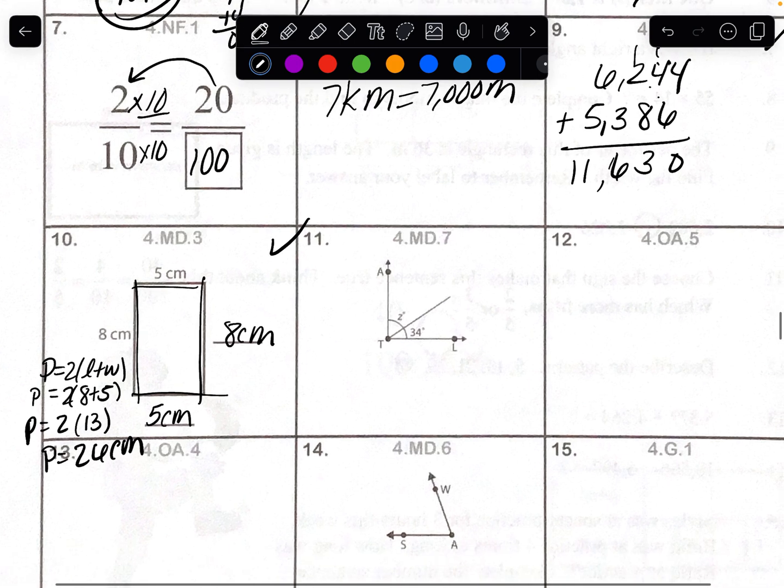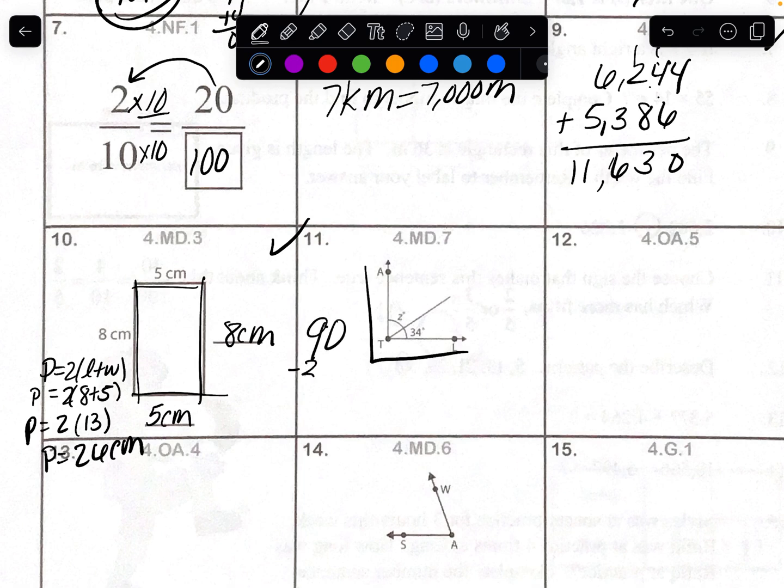All right, number 11, we are looking at missing Z. So this is a 90-degree angle. We know 34. So we have to get rid of that to figure out what Z is, and that is 56 degrees.